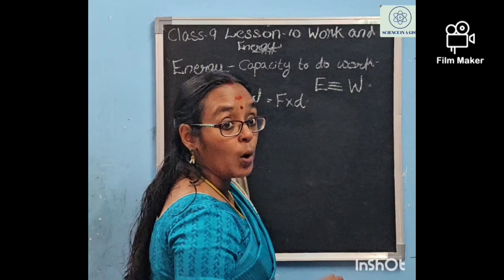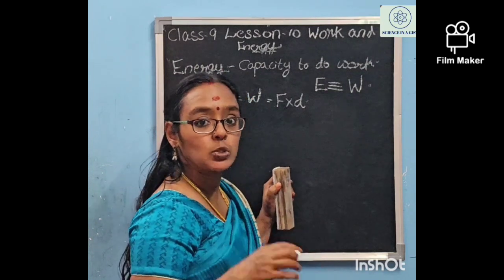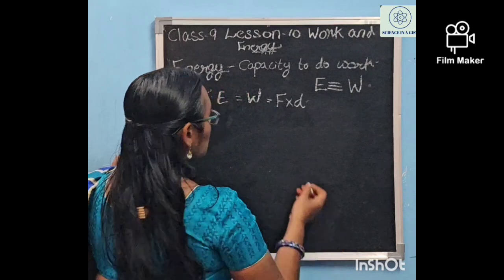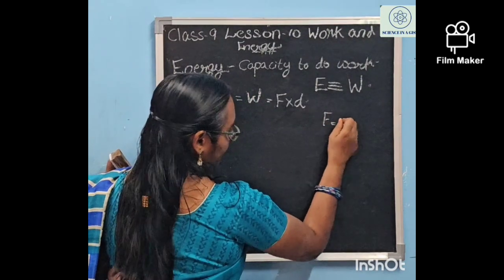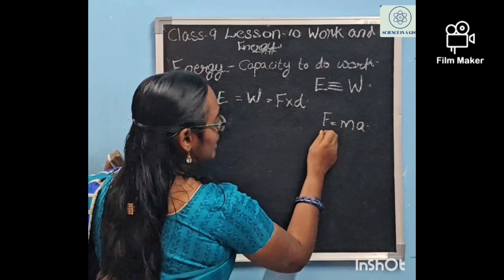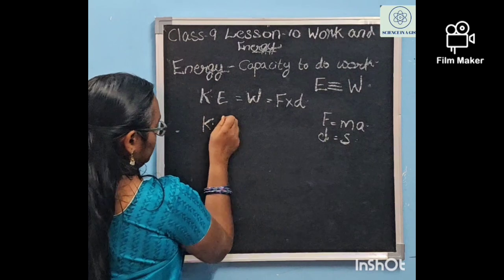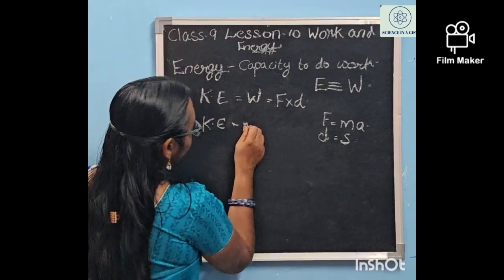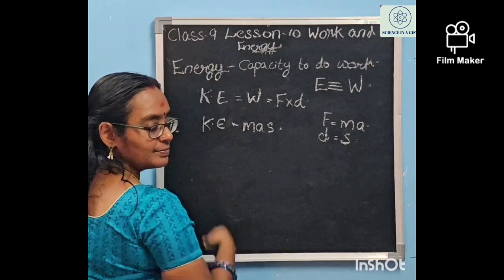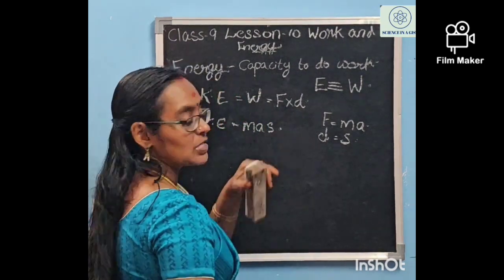How can we define force? Mass into acceleration is force, isn't it? So F is equal to ma. And displacement is S, isn't it? So kinetic energy is equal to F into S, which is m a S. What is S over here?